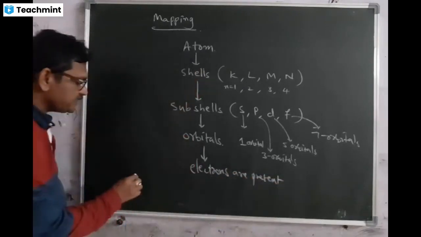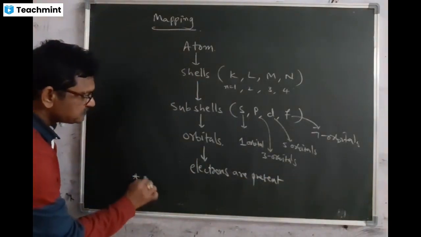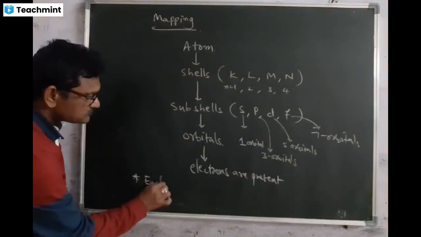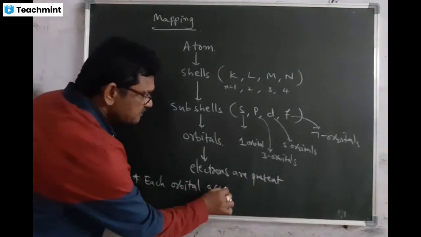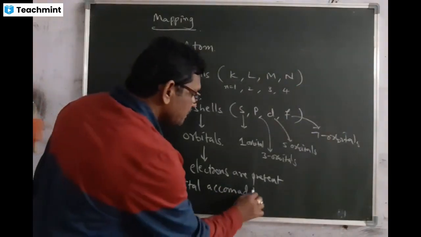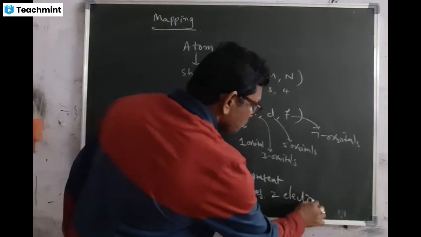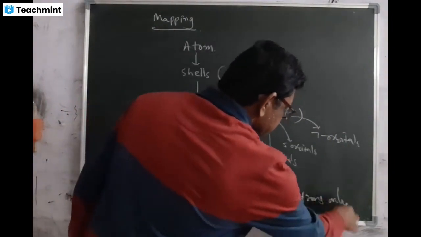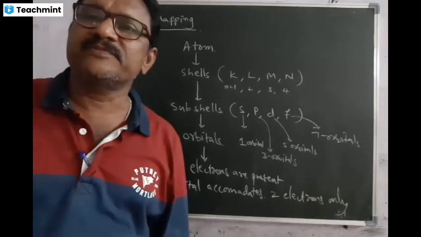Okay. Here one important thing you have to remember. Each orbital accommodates two electrons only. Each orbital contains how many electrons? Only two electrons. That thing you remember.